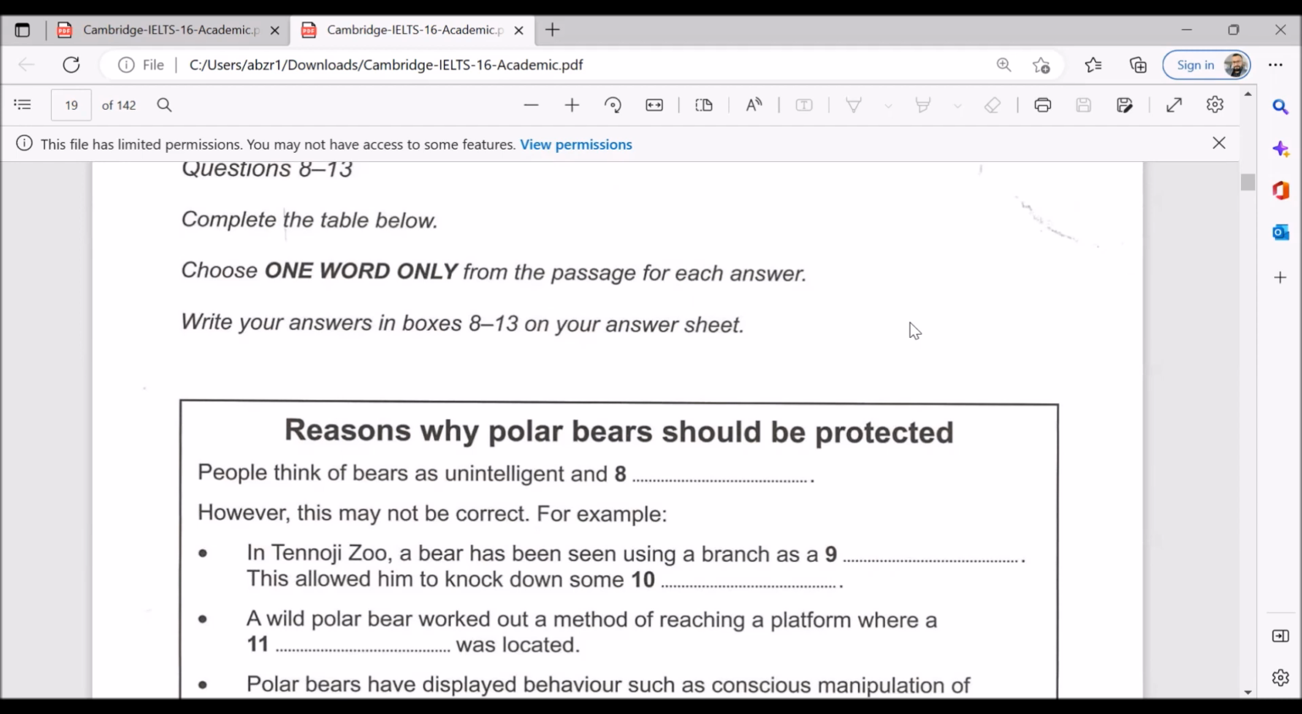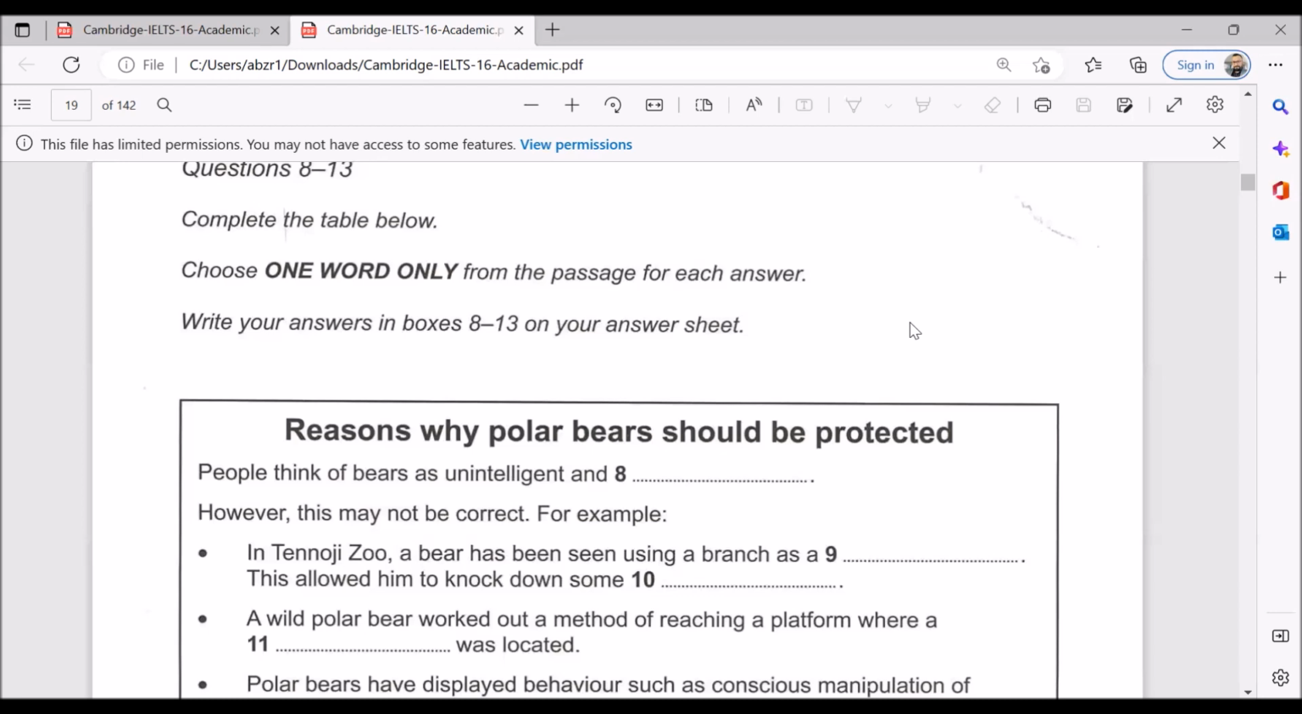And the instructions are: choose one word only. Very, very important thing. Students make the mistake over here. They give the correct answer, but they do not follow this instruction. When they say choose one word only, it means we cannot write two words for the answer. The answer should be one word only. If you write two words and one of those two words is right, still your answer will be marked as wrong because you did not follow the instruction.